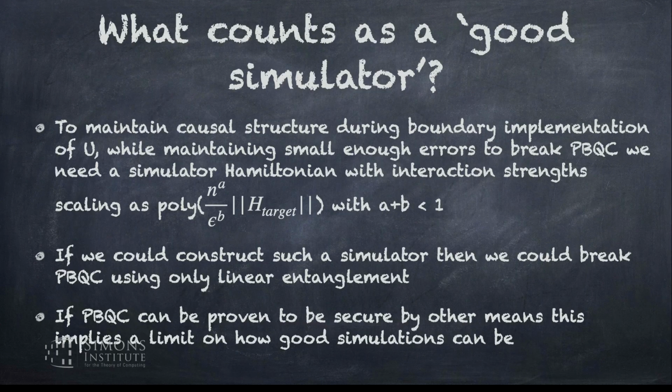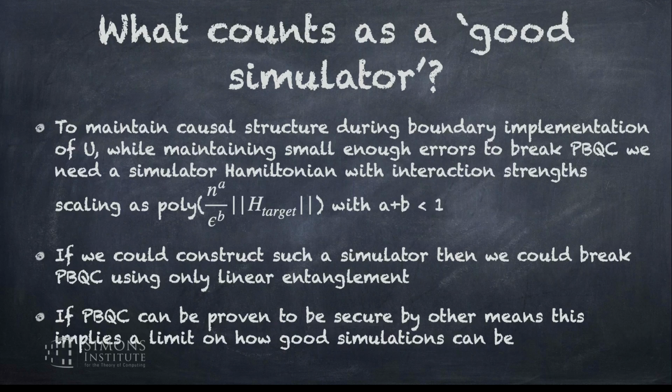And in particular, in order to maintain causal structure and at the same time maintain a small enough error in the simulation so that we get an actual answer out to the cryptography protocol, it turns out that we need our interaction strengths to scale as some polynomial in the size of the unitary over the desired error, where we need these exponents to sum to something strictly less than 1.